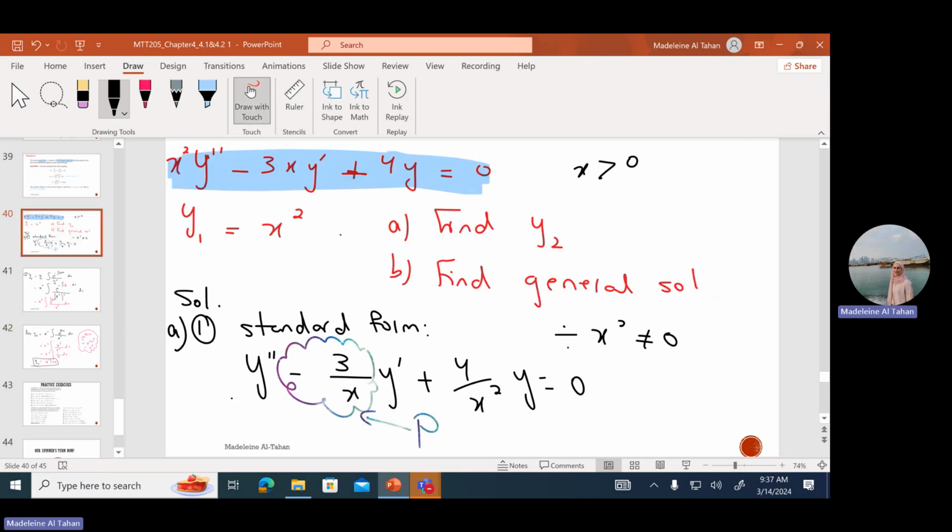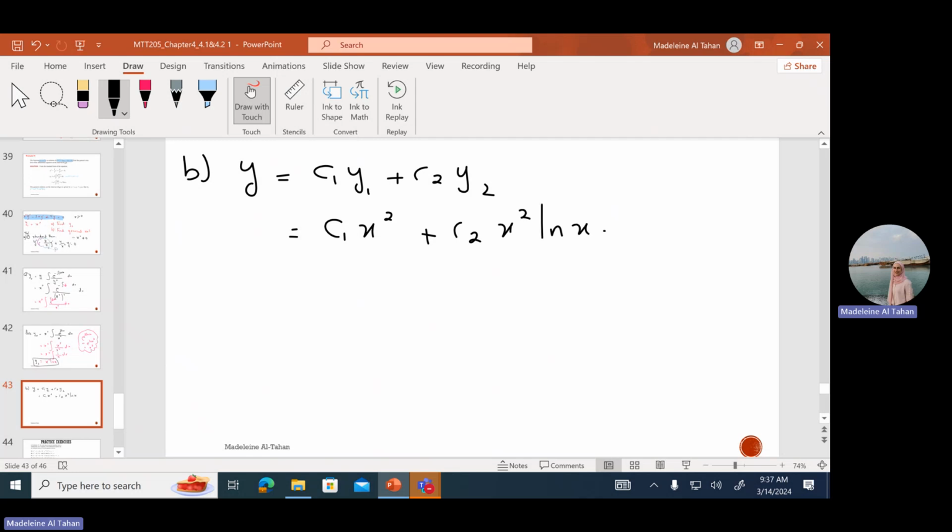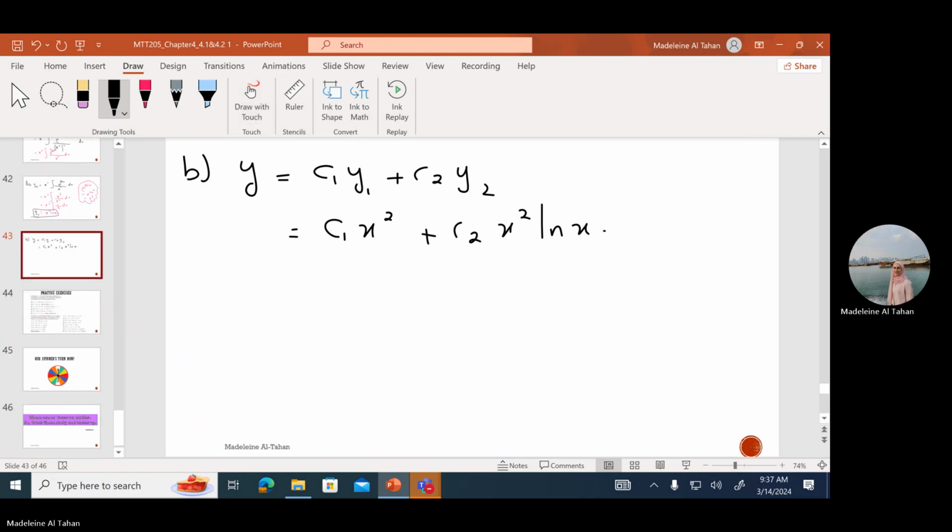In part B, they are asking us to find the general solution. So what would be the general solution? Part B, y equals d1 y1 plus d2 y2, which is d1 x squared plus d2 x squared ln x, and this will be our final answer. Any questions, miss? Do we have any questions?